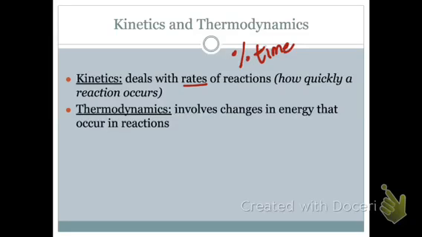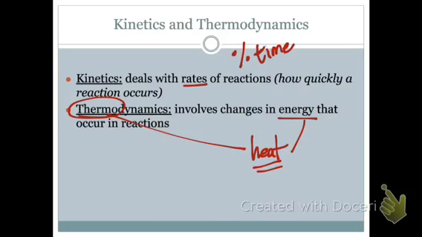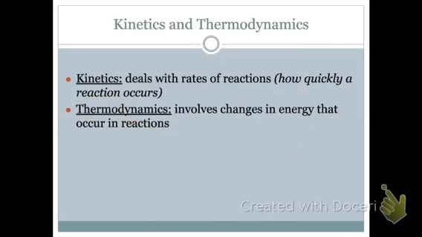And then thermodynamics involves changes in energy that occurs in reactions. And the energy really that we're dealing with is given in the name. It's not always going to be heat, but in this case we're dealing with the form of energy that is in heat.